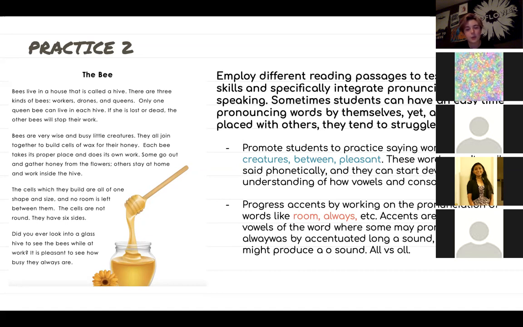Progress accents by working on the pronunciation of words like room, always, etc. Accents are usually in the vowels of the word, where some may pronounce always as "ahlways" by accentuating a long sound, but others might produce an O sound. All versus ol.